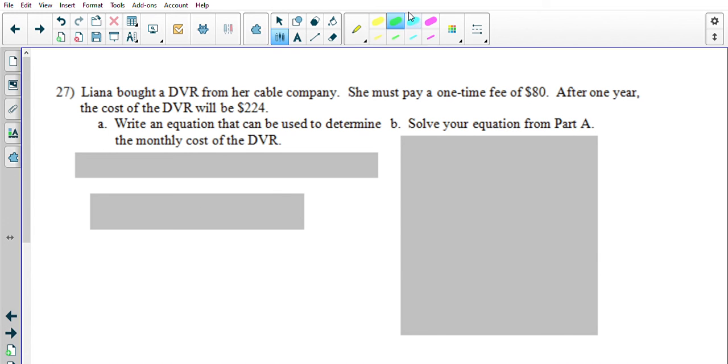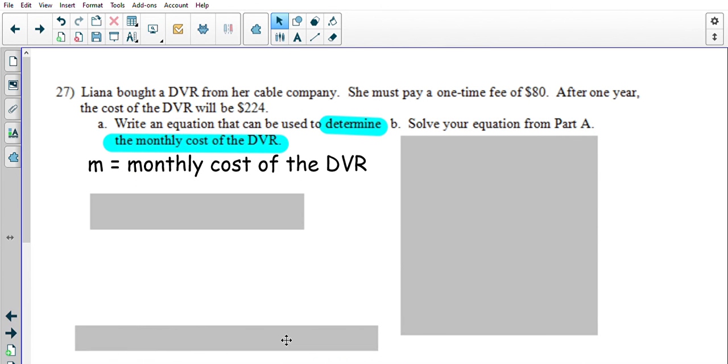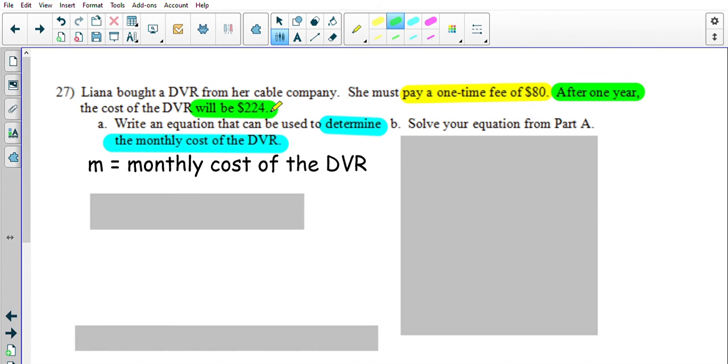Our unknown in this case is the monthly cost of the DVR. So let's define a variable to represent that. I chose M to represent the monthly cost of the DVR. What we know is that she needs to pay a one-time fee of $80, and that's not per month, that is just one time. We also know that after 1 year, so that's 12 months, the cost of the DVR will total $224. So that $224 is the total cost. It's going to be the number that goes by itself.